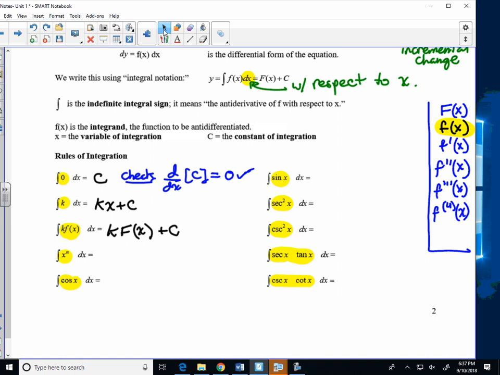Right? Antiderivative of x to the n. X to the n plus 1, over n plus 1, plus c, yeah?